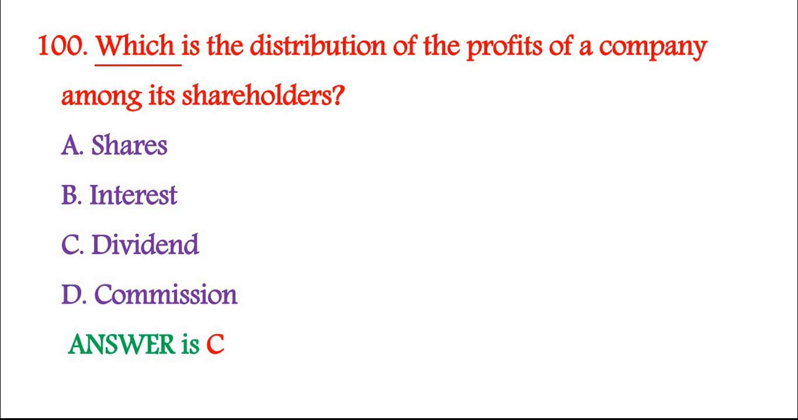100. Which is the distribution of the profits of a company among its shareholders? A. Shares. B. Interest. C. Dividend. D. Commission. Answer is C.